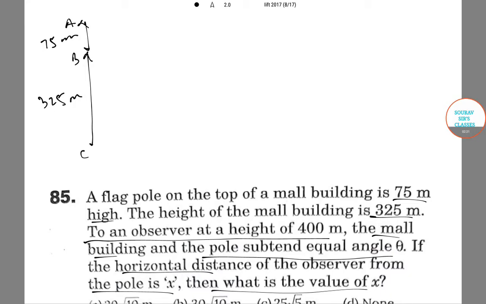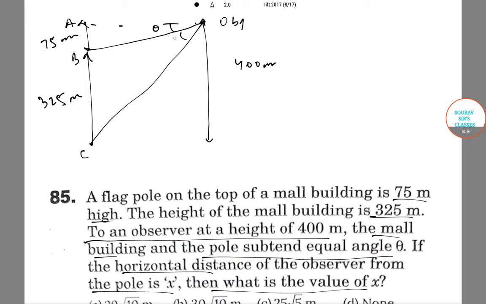Now to an observer at a height of 400 meters, so at a height of 400 meters for the observer, the mall building and the pole subtend equal angle theta. So this is equal to theta and this also is equal to theta. This would be a straight line. Let me erase it and draw it properly once.